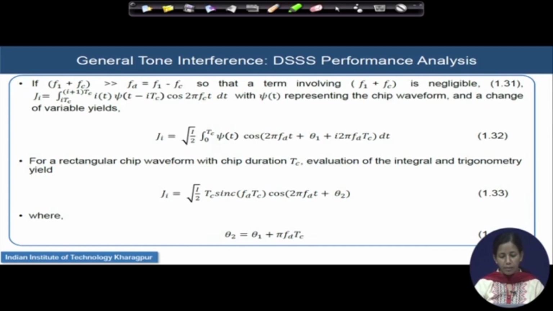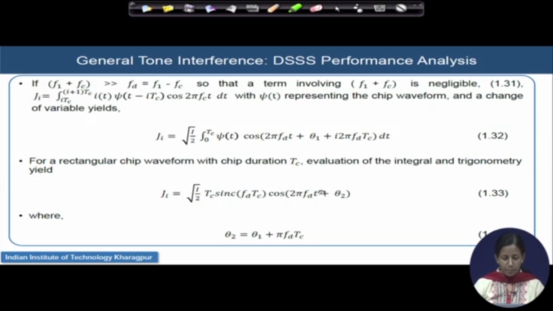So, if I evaluate this integration and apply some trigonometry, it is further solved to equation 1.33, where this is a sinc function and we end up with cos of 2 pi fd t plus theta 2, but theta 2 we will replace by theta 1 plus i 2 pi fd Tc.